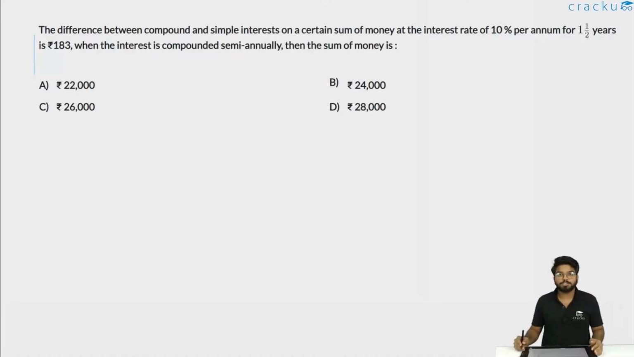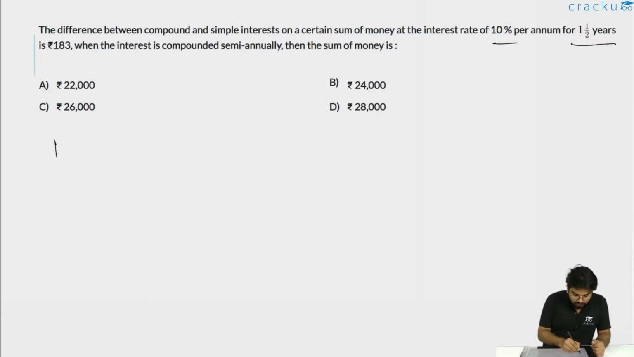Hi guys, we have this question based on interest. It is a simple question. Let's check it out. It says that the difference between compound and simple interest on a certain sum of money at the interest rate of 10% per annum for 1.5 years is 183. We are not given the principal, we only know the difference of the interest, the interest rate, and the time.